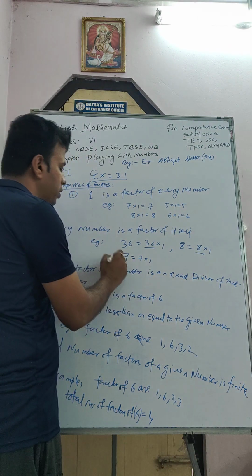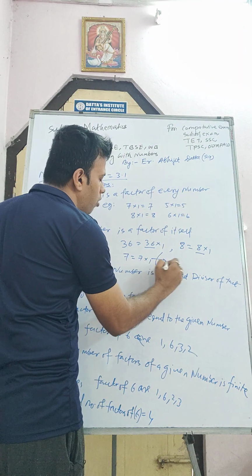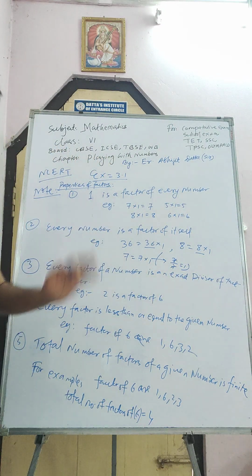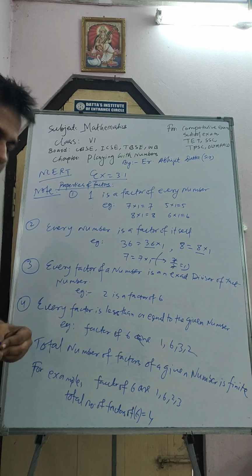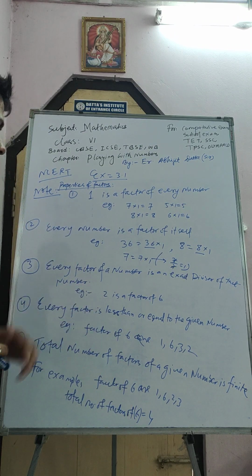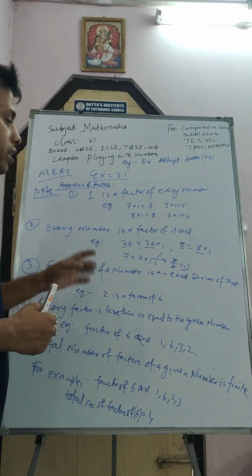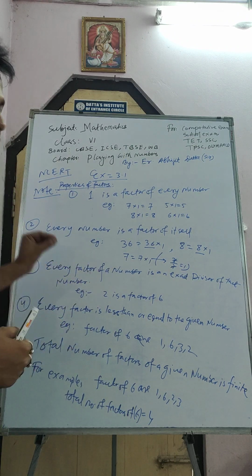If I divide 7 by 7, we can answer what? How? 7 divided by 7 gets 1. So 7 is a factor of itself. Similarly, any number is a factor of itself. So every factor of a number is an exact divisor of that number. This is the exact divisor.